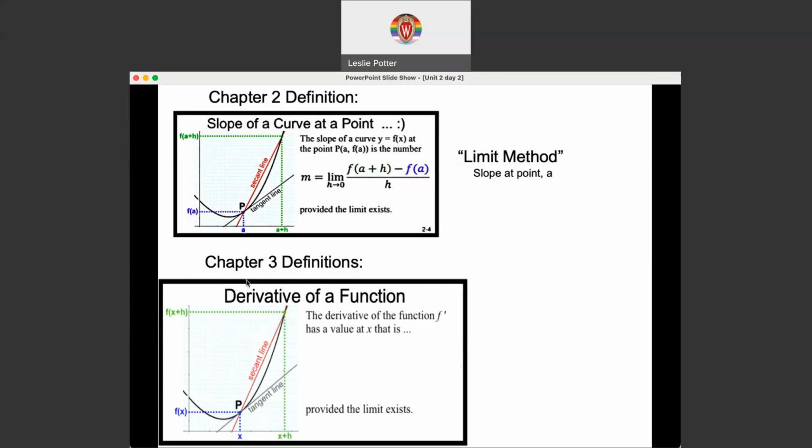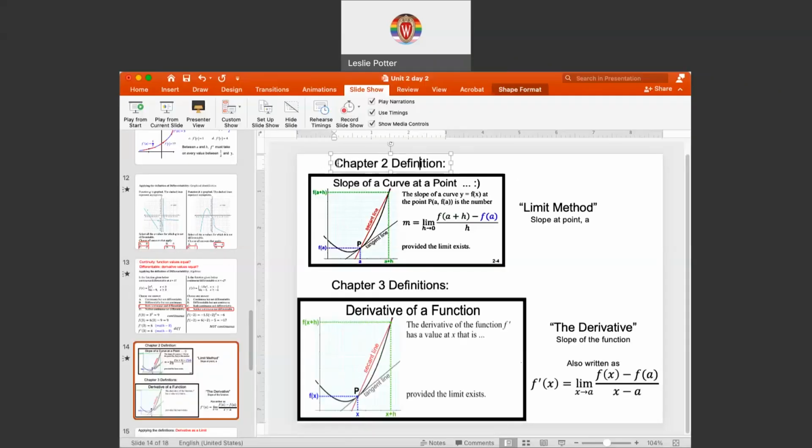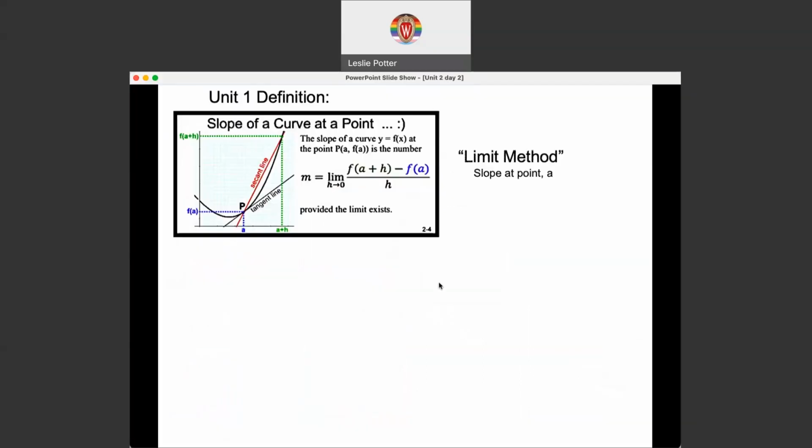Bear with me here. That's really bothering me. This is our unit 1 definition. And this is our unit 2 definition. We've had a little bit of a redesign. Okay, play from current slide. Sorry about that. There we go, much better.